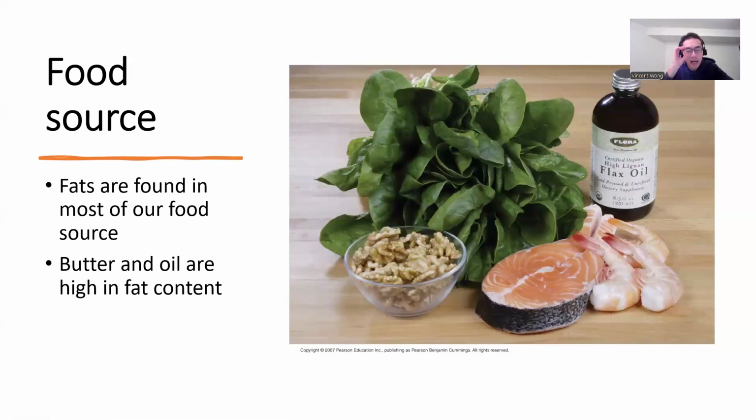Where do we get our fat? Usually people don't really have to worry about deliberately consuming fat, especially in the Western diet. There's a lot of fat everywhere. But butter would be a source of fat, oil, of course. And there are some good fats as well, right? Fish has good fats in it. Things like walnuts and even certain kinds of vegetables have high good fat content, like avocado. If you think about it, that's a fruit that has a lot of oil content in it.